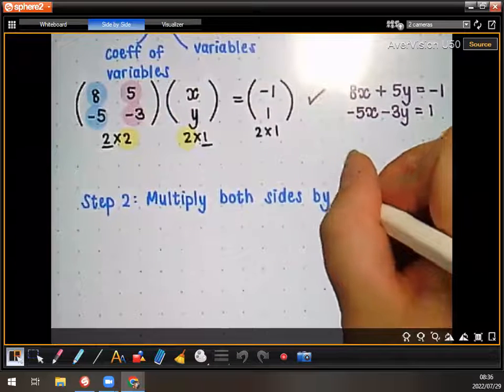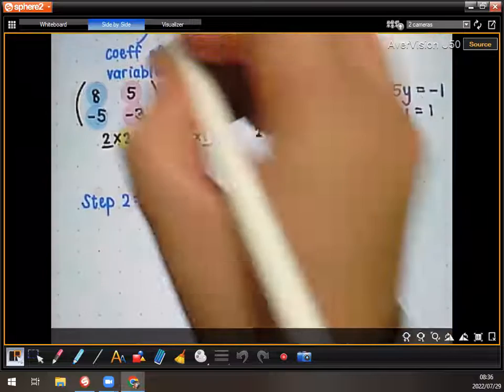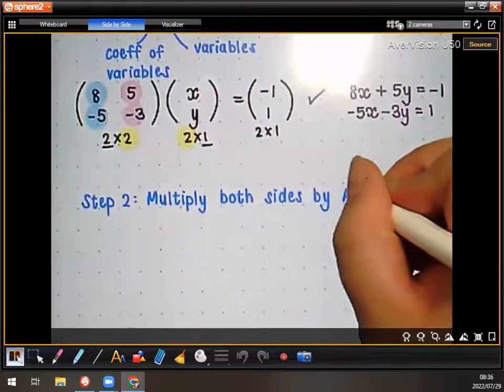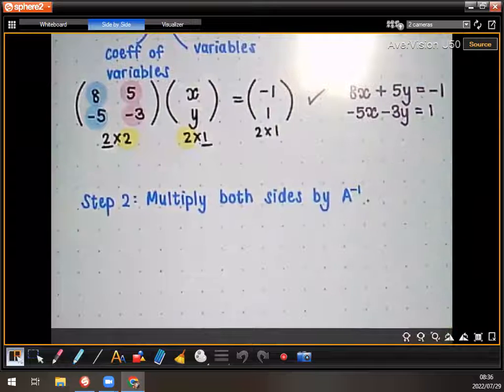Multiply both sides by A to the -1, which means what? The inverse of it. So now we're going to start using the inverse method.